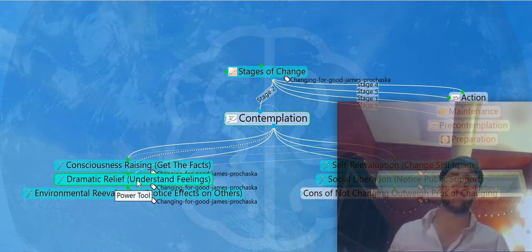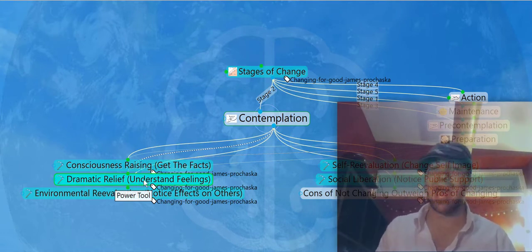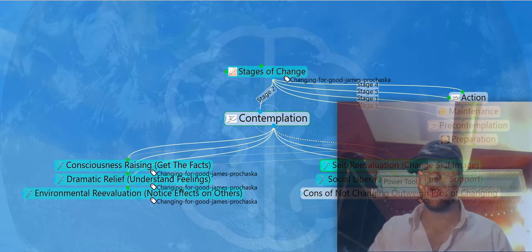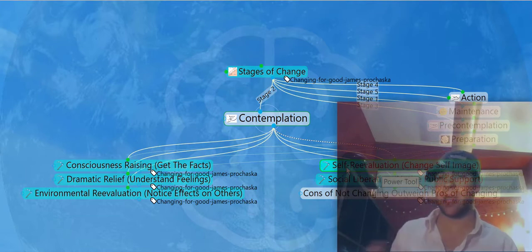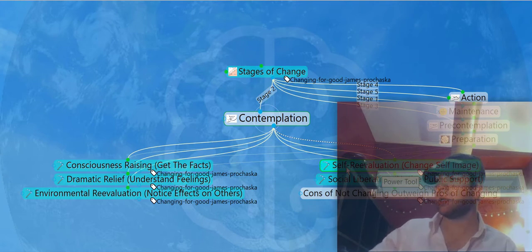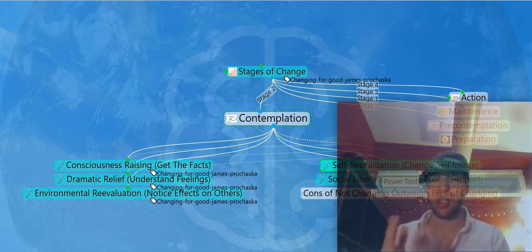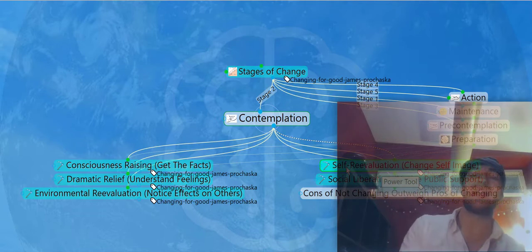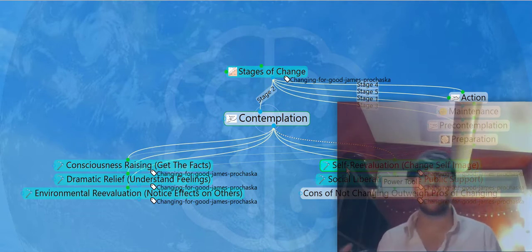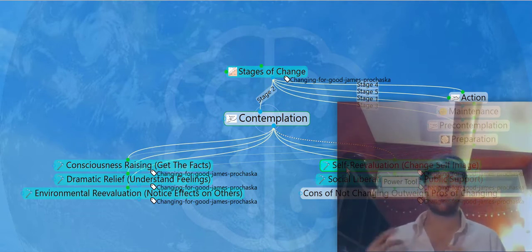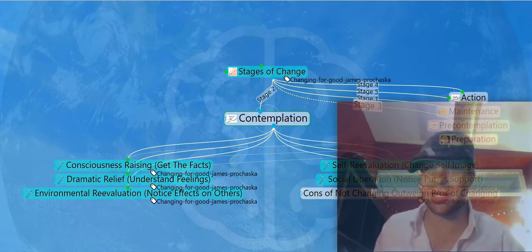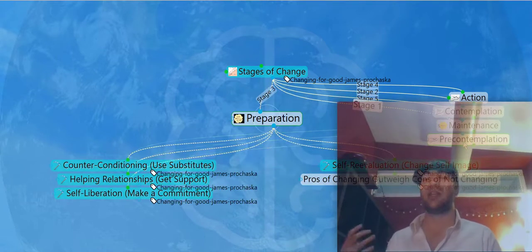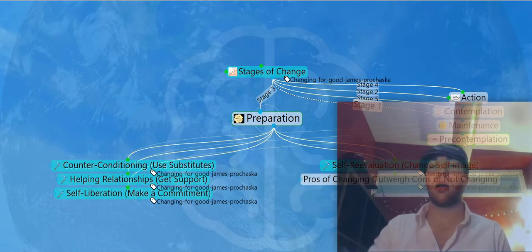You start actually planning out your change. The preparation stage is the shortest stage of all these. All these last usually months. Preparation lasts only weeks. And in preparation, you're going to continue to do that self-reevaluation, but you're also going to bring in counter conditioning. You're going to figure out what substitutes you can use for your current behavior. You're going to bring in helping relationships. You're going to bring in people to support you in your change, and you're going to bring in self-liberation.